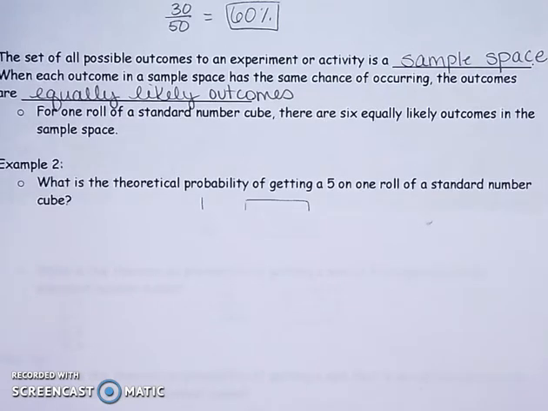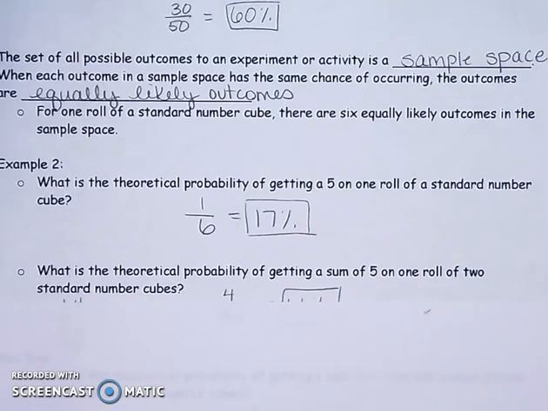Example 2. What is the theoretical probability of getting a 5 on one roll of a standard number cube? There is one 5 out of the 6 numbers, so that's 1 out of 6, or about 17%. The difference between experimental and theoretical probability: experimental is something you actually do. Theoretical is in the theory how it's supposed to average out.